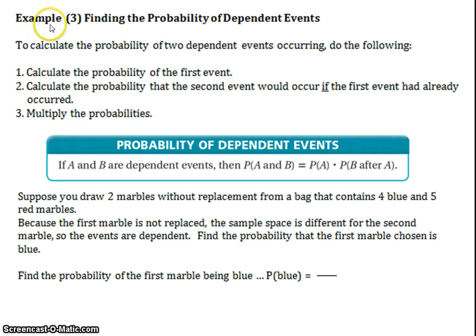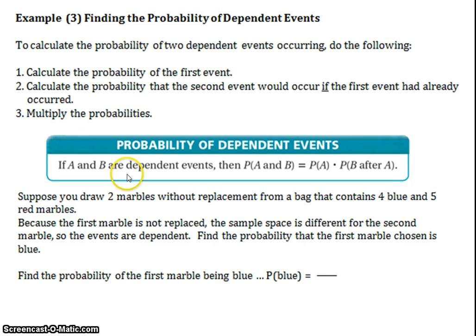In example 3, finding the probability of dependent events. To calculate the probability of 2 dependent events occurring, you need to do the following. Number 1, calculate the probability of the first event. Number 2, calculate the probability of the second event if the first event already occurred, and then simply multiply those probabilities together.